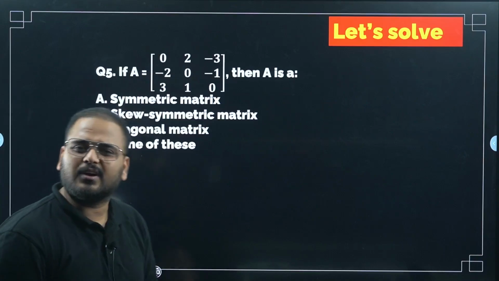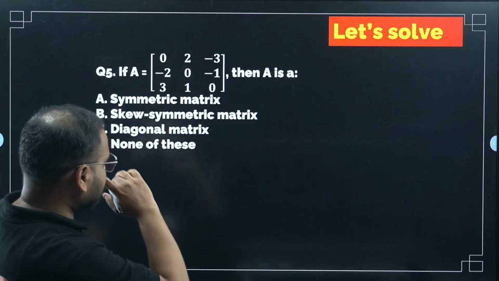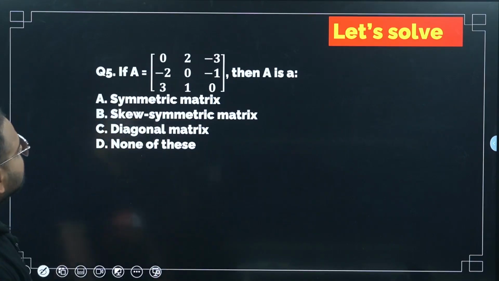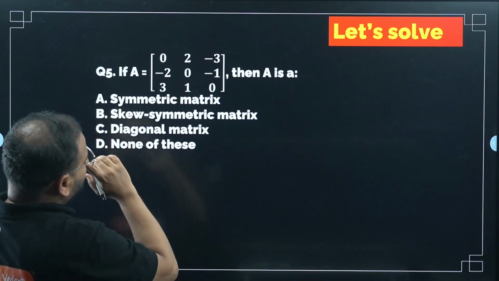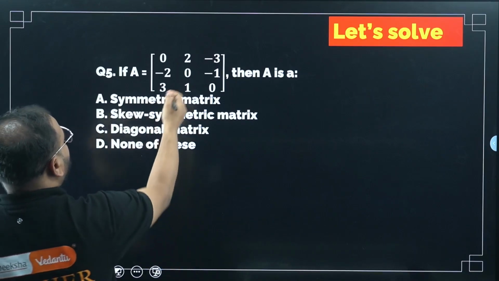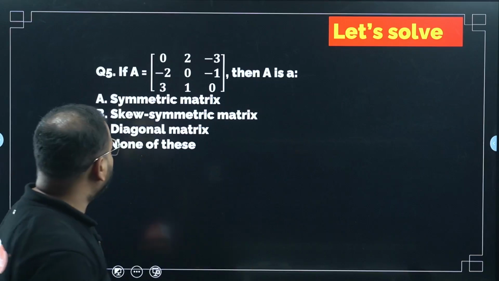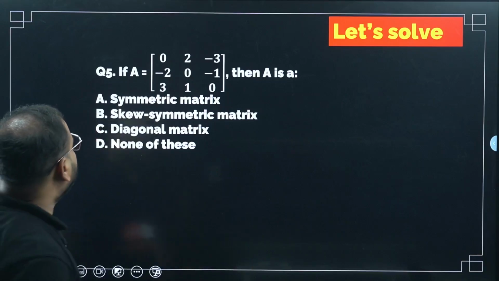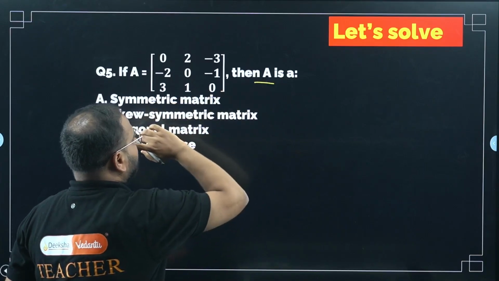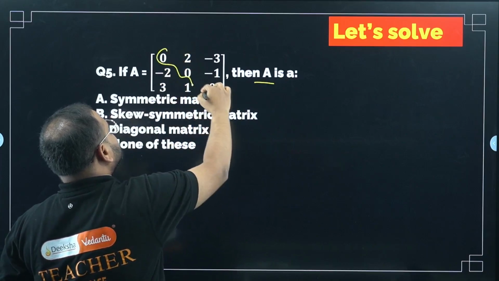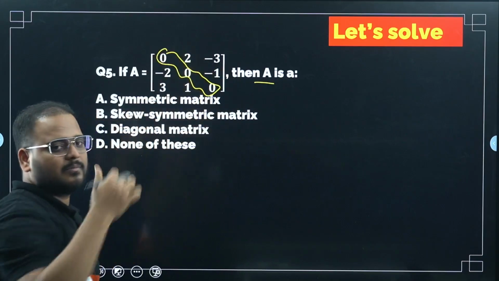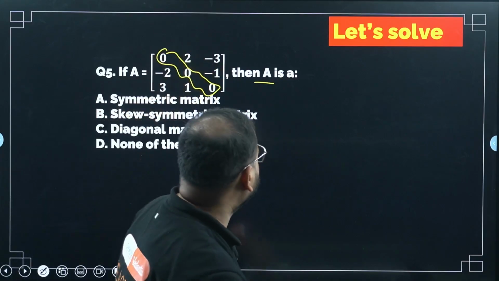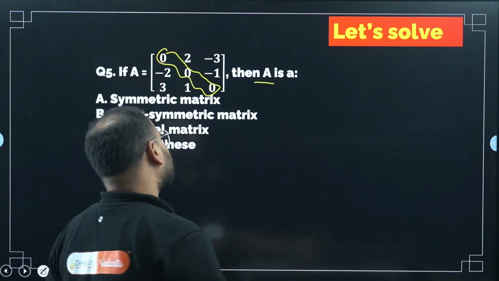Not all questions will be difficult. Some questions will be easy also. Simple question. What about this? This is also a very easy question. Definition based. So the matrix 0, 2, minus 3, minus 2, 0, minus 1, 3, 1, 0 is given. A is what? First of all, if you see this, you can almost blindly say that it is a skew symmetric matrix. Now let's check the other part.